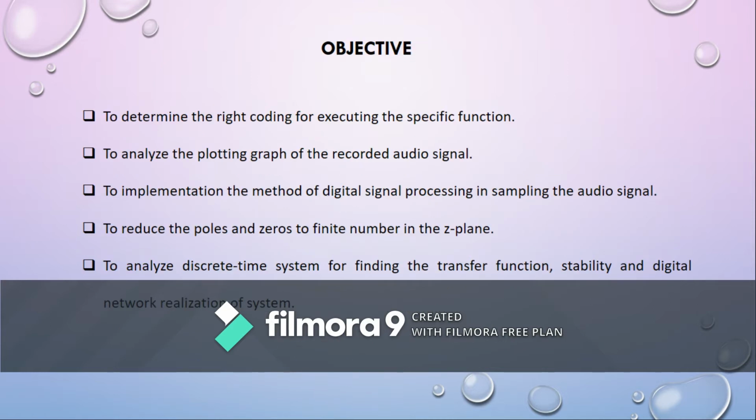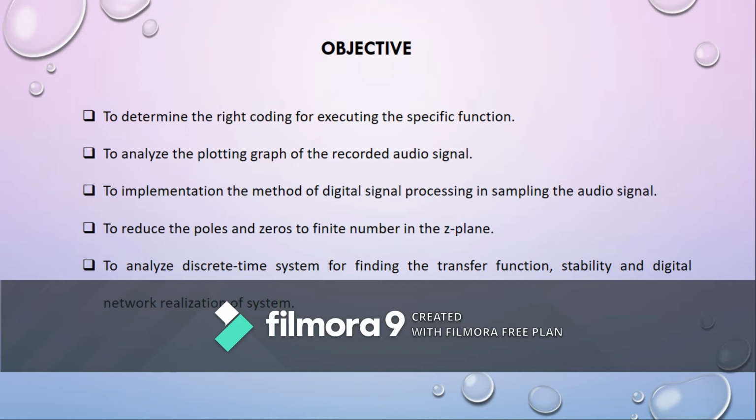The objectives of the project are to determine the right coding to execute the specific function, to analyze the plotting graph of the recorded audio signal, to implement the method of digital signal processing in sampling the audio signal, to reduce the poles and zeros to a finite number in the Z plane, and lastly to analyze discrete systems for finding the transfer function, stability, and digital network realization of the system.